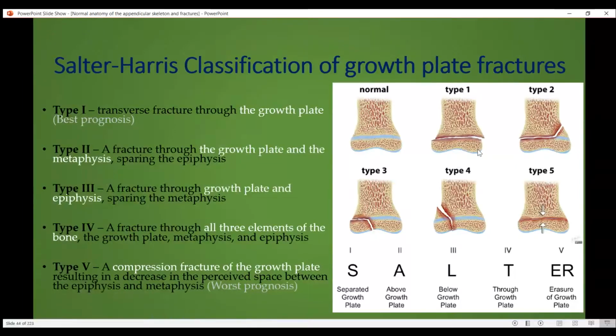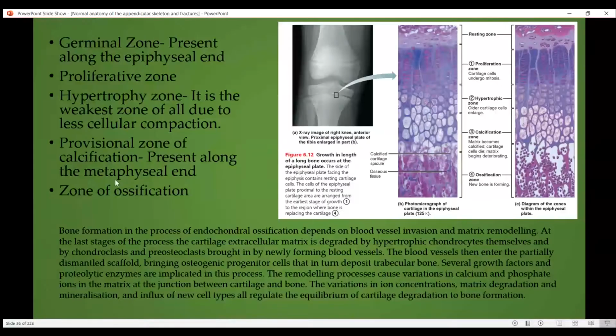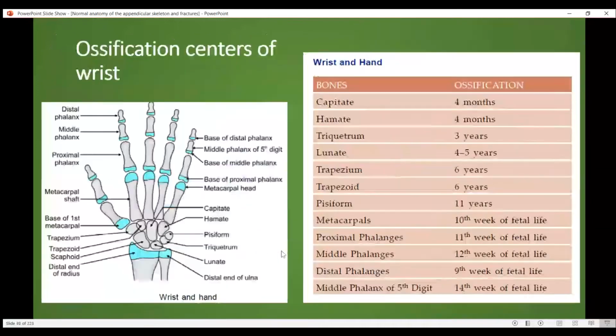Here the growth plate in type 1 is intact, which means, when we are talking about the ones, the zone of ossification is present towards the metaphyseal side or not? Yes, you see here, the provisional zone of calcification is present towards the metaphyseal end, and the zone of ossification is also present down on the metaphyseal end, right? So this one has got the best prognosis.